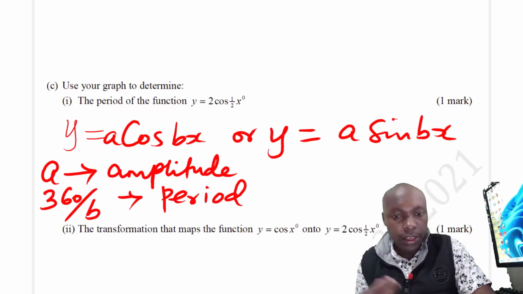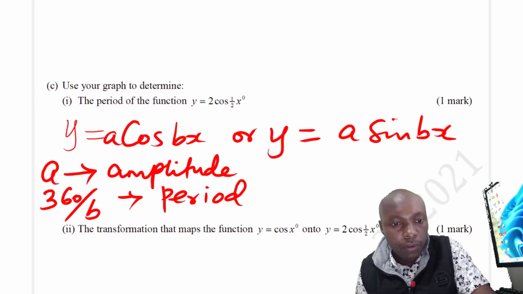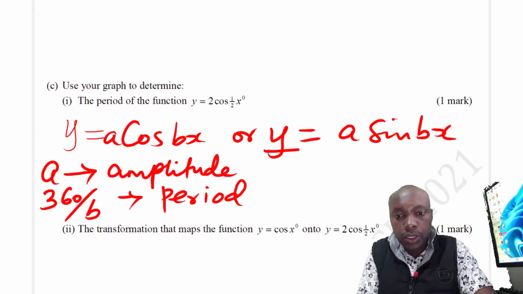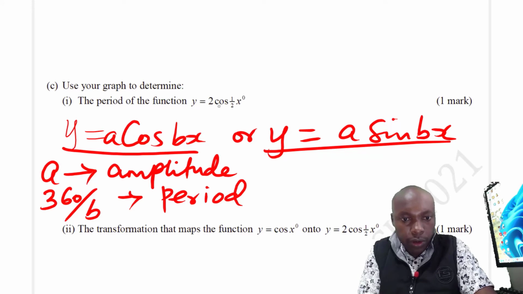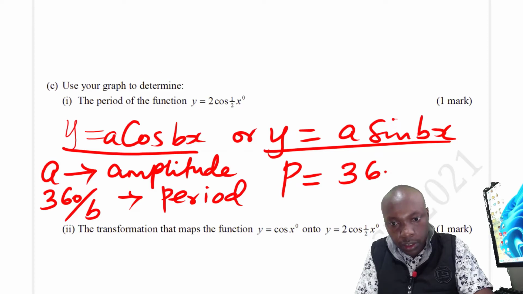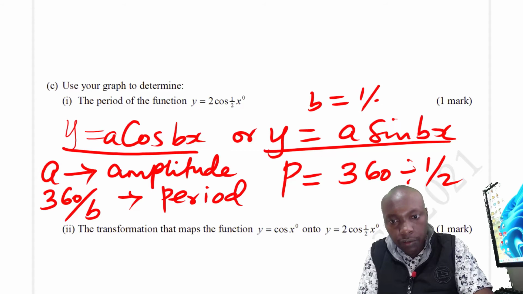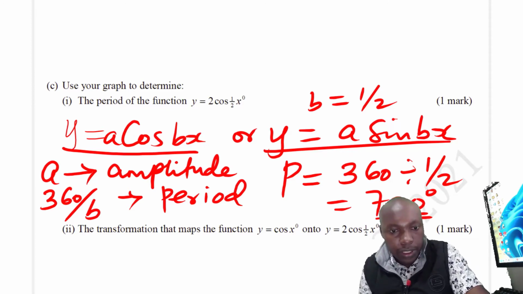So this is the easiest and the simplest way to identify the period and the amplitude of any given curve of this nature, of this equation. In this case, when you look at this equation, y equals 2 cos half x, b is equivalent to a half, so the period will be 360 divided by a half. B in this case is a half. This will give 720 degrees. That is the angle that you take to make one complete cycle.